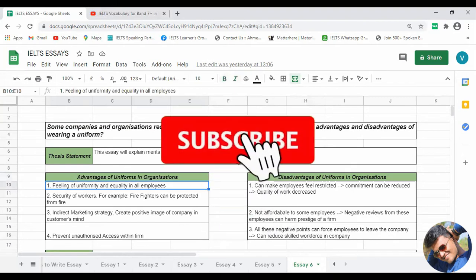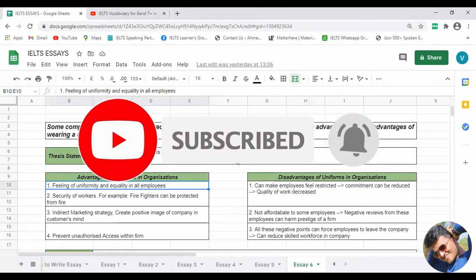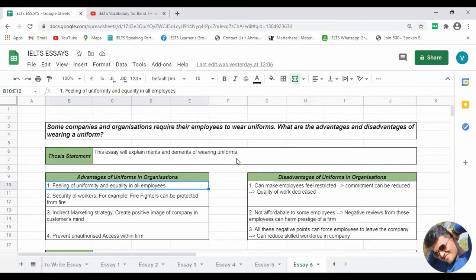Okay. So the first and foremost advantage, according to me, would be feeling of uniformity and equality in all employees. See, friends, if I talk about a big organization, and if there is a common rule for all the employees that all employees have to wear a certain kind of uniform, then there will be a feeling of equality, right? Each employee will feel a similar kind of importance within the organization, means each employee of the company will feel equal, and just because of that they will work more productively, and ultimately it will become beneficial for the organization. So just because of that reason, we can include that particular point in our advantages paragraph. It means body paragraph number one.